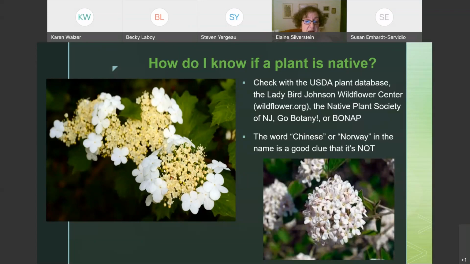Whereas these little tiny flowers are going to attract lots and lots of native insects, and also the leaves are going to be eaten by our native caterpillars. So look for that. Things like these are very good clues, and these are all good references to find out if a plant is native.